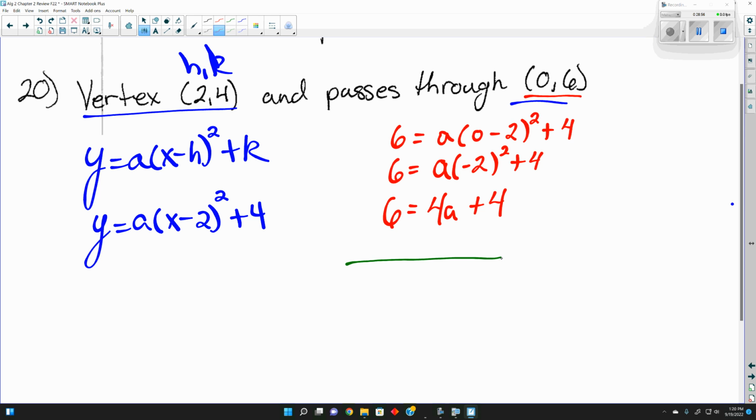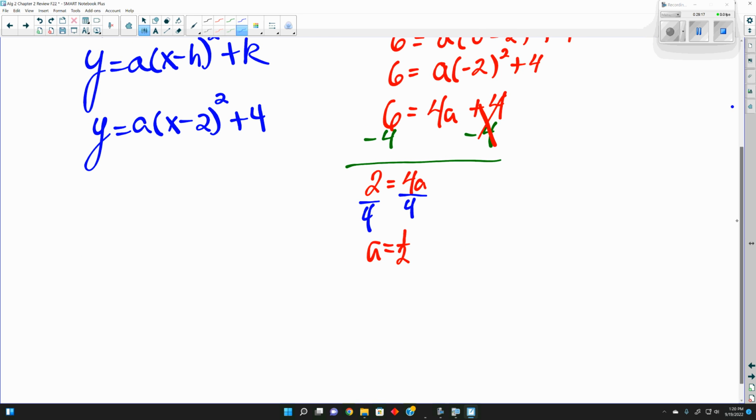Because we can't combine 4a and 4, we'll need to subtract it. And 6 minus 4 is 2, is equal to 4a. Divide both sides by 4, telling us a is 1/2. And plug it back in: 1/2 times x minus 2 squared plus 4.